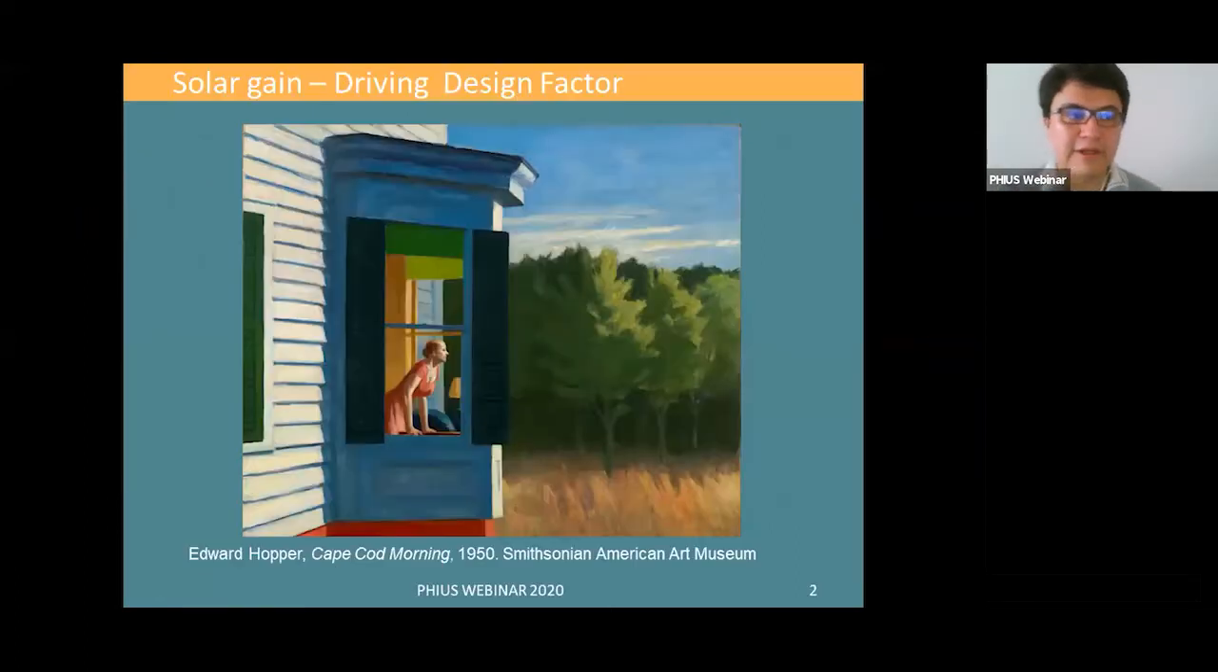In these days of lockdown, this is a familiar image for us. I used to talk about the influence of solar gains. It is one of the driving factors for the design of passive buildings in all climate zones. And I think in his painting, Edward Hopper captures key aspects that we work in our buildings. Here we see shading devices, shading from the building itself, and shading from the natural context.